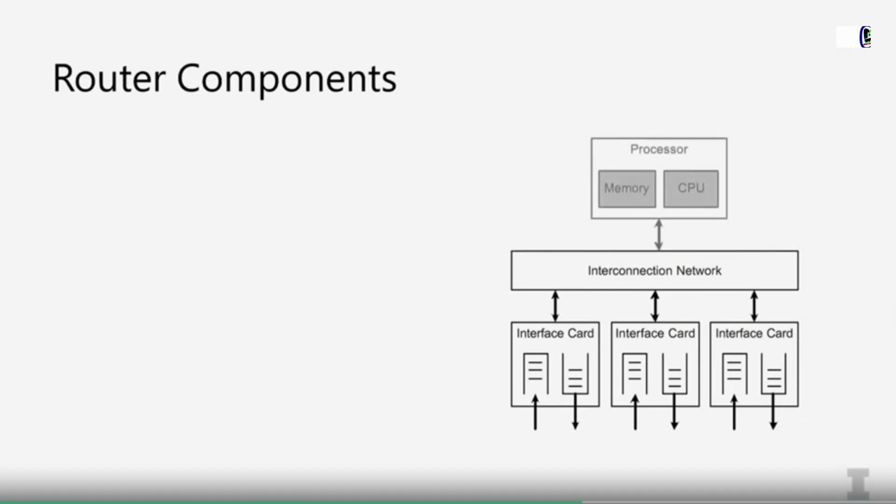Now, in addition to this, there's a processor. There's the memory and the CPU. There's software that runs on the router. That's where routing protocols run. That's something that programs the interconnection network and programs the queues. It tells these underlying pieces of hardware how to forward packets. So these are the main components of a router.